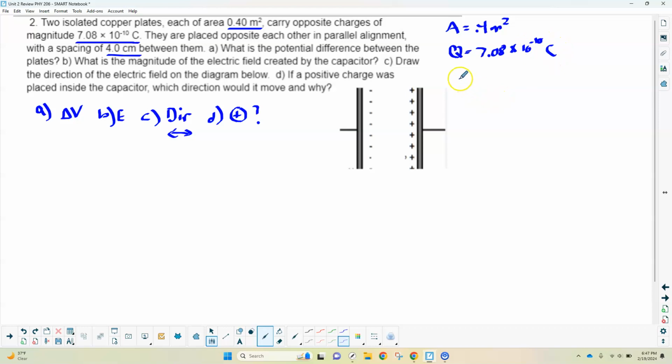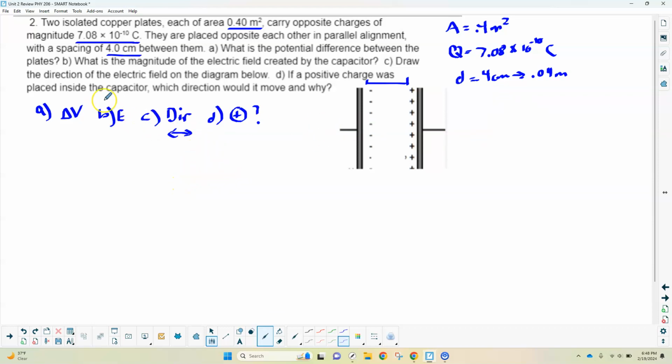And then finally, the separation, or the distance between the plates, so the distance going across, that's how far they're separated. That is 4 centimeters. We don't work in centimeters, we work in meters, so we have to convert that. If you divide by 100, you'll get 0.04 meters. Again, these answers are all posted online, so you should be able to follow along, but this is me talking through it.